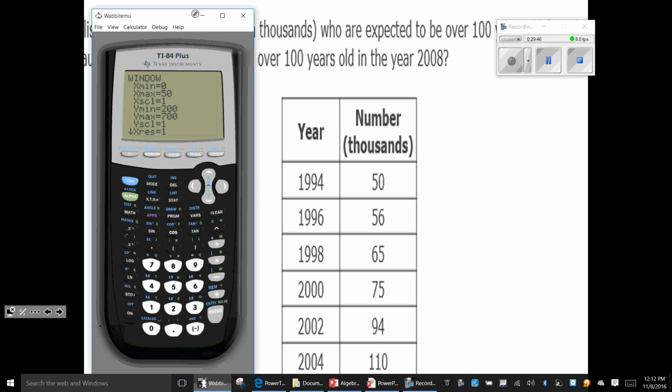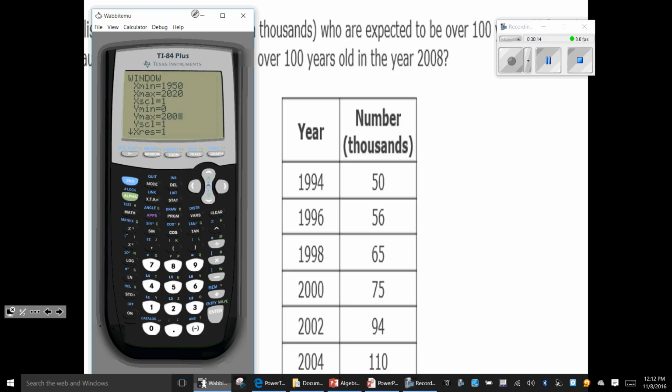So, what do I want to do? 1950 all the way to 2020 is what I heard. And is it okay if you're different? As long as, give yourself some space on either side. Okay? And my y's, I want my y's to go from what? I'm going to go from 0 up to 200.